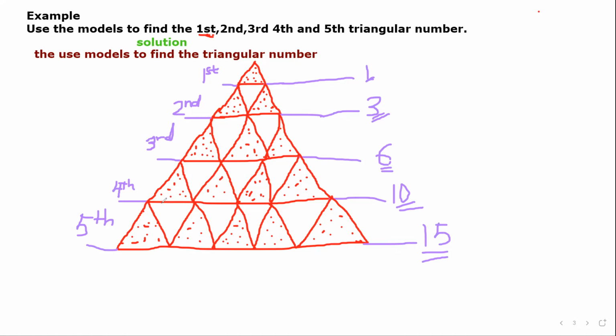But within the three methods, the best one is using the formula. That will help you to find huge numbers, because you can use the patterns and the model to find the 50th triangular number. And that one, I don't know where you are going to draw all the triangles, or where you are going to add the consecutive counting numbers up to 50.